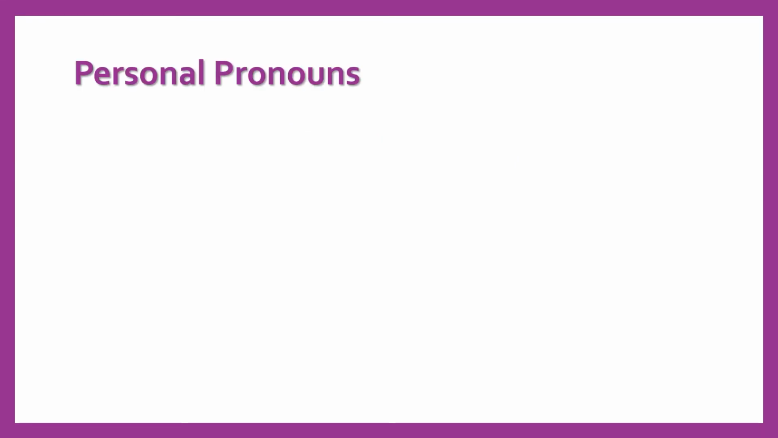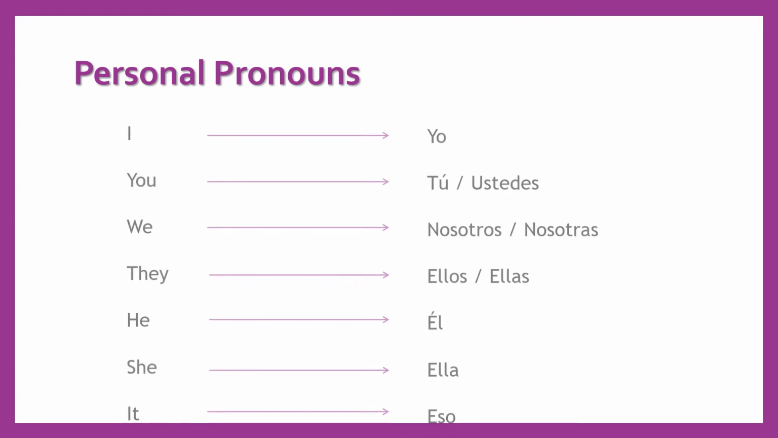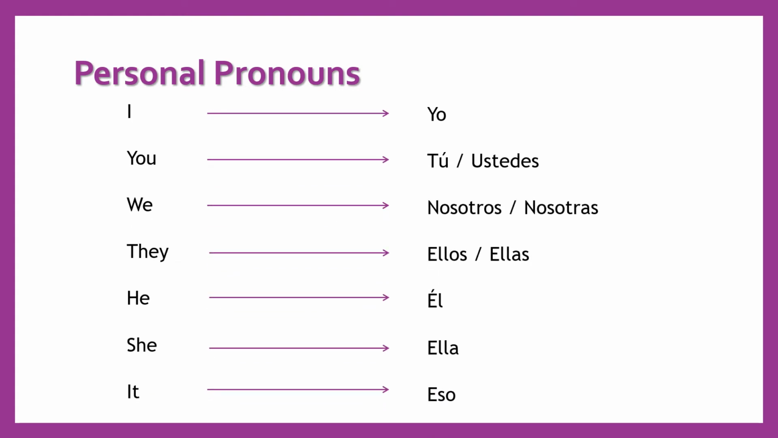We're going to start with the main personal pronouns, which are the most common and the ones that we use the most. And here we have I, that means yo, you, that means tú, ustedes, we, nosotros, nosotras, they, ellos, ellas, he, él, she, ella, and it, eso.